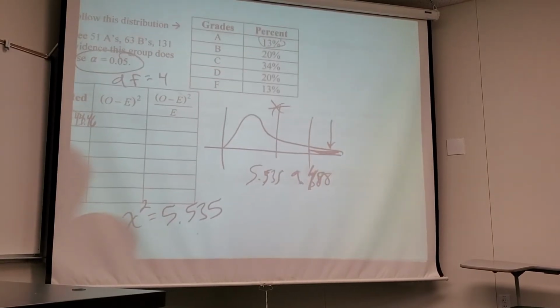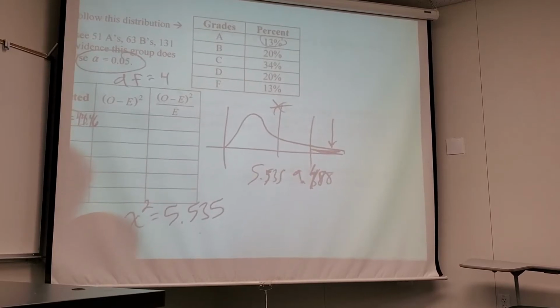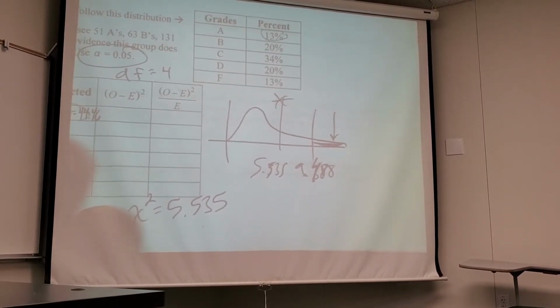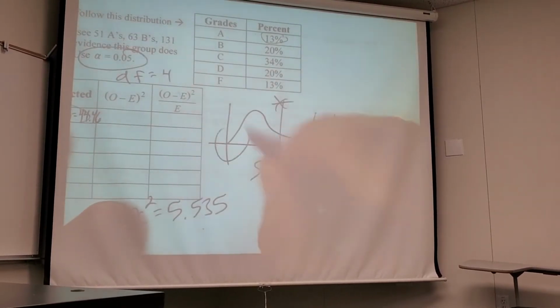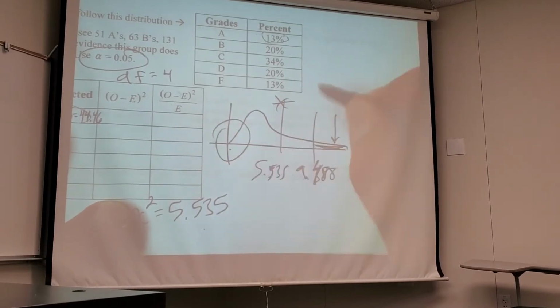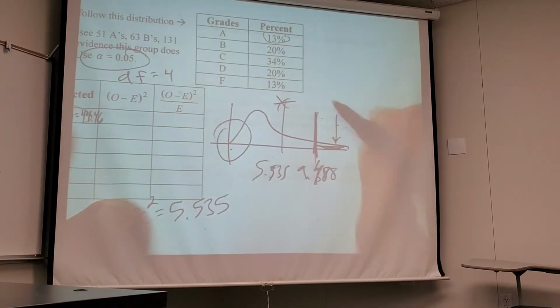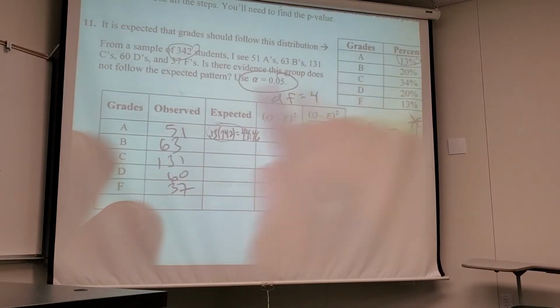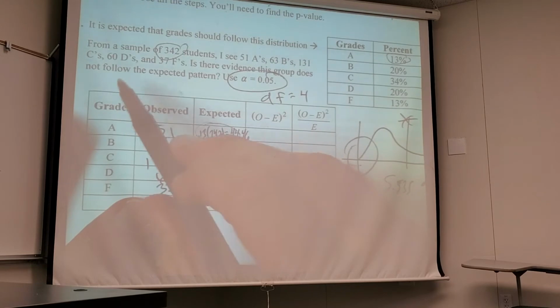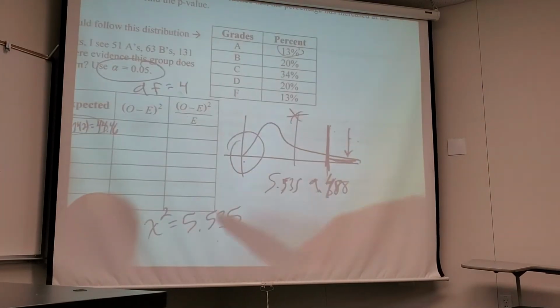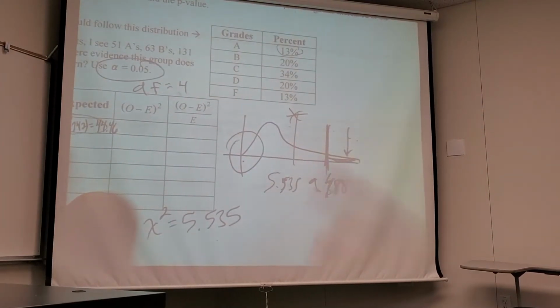And again, try not to memorize phrases. 0 would mean no difference. This is where evidence begins that shows a difference. So have we found evidence that there's a difference? Have we found evidence that they don't follow the pattern? Nope, we didn't. We didn't make it far enough away to say there's a difference.